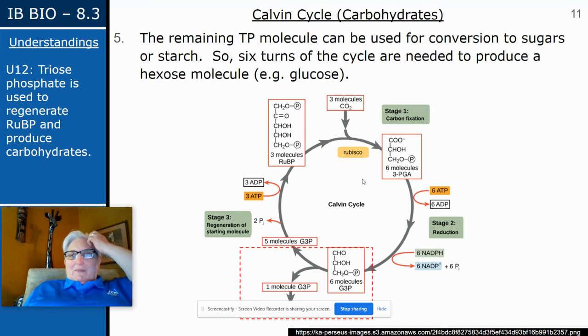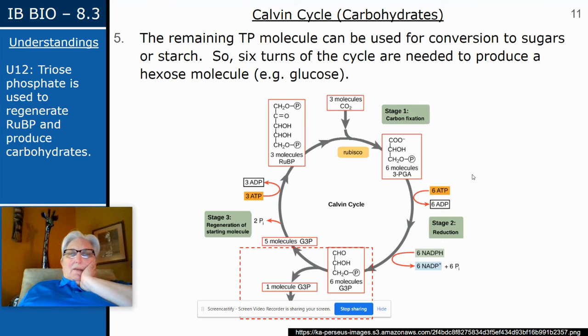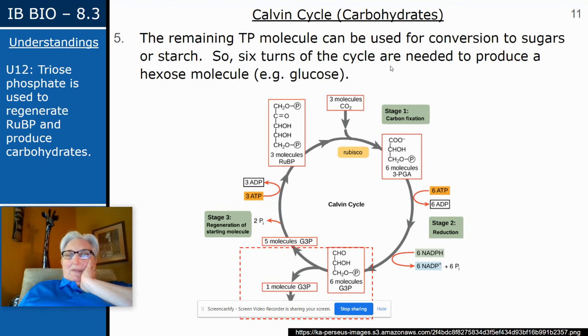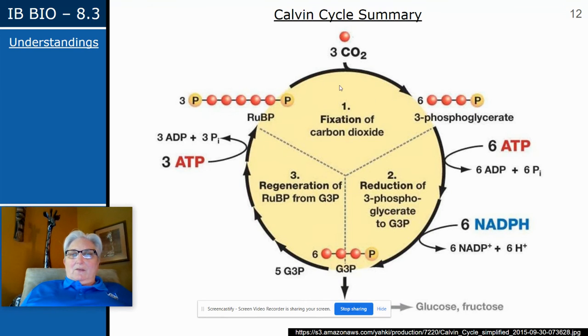Now those remaining TP molecules are going to be converted into our sugars or starches. That's where the carbohydrates come in. So we need really 6 turns of this cycle in order to produce what we call a hexose molecule, which means that it has 6 carbons in it. And a good example of that is that monosaccharide that we're going to produce, glucose. So the plant gets its energy source here in the form of glucose, or the food that's going to keep the plant going.